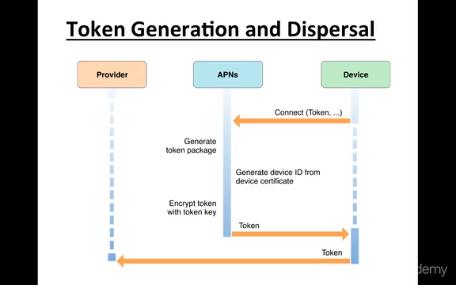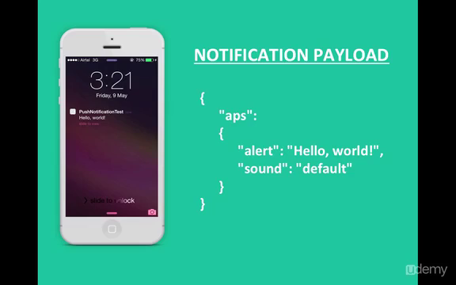So what is a notification payload? Each push notification includes a payload. The payload contains information about how the system should alert the user as well as any custom data you provide. The maximum size allowed for a notification payload is 256 bytes. Apple Push Notification Service refuses any notification that exceeds this limit.